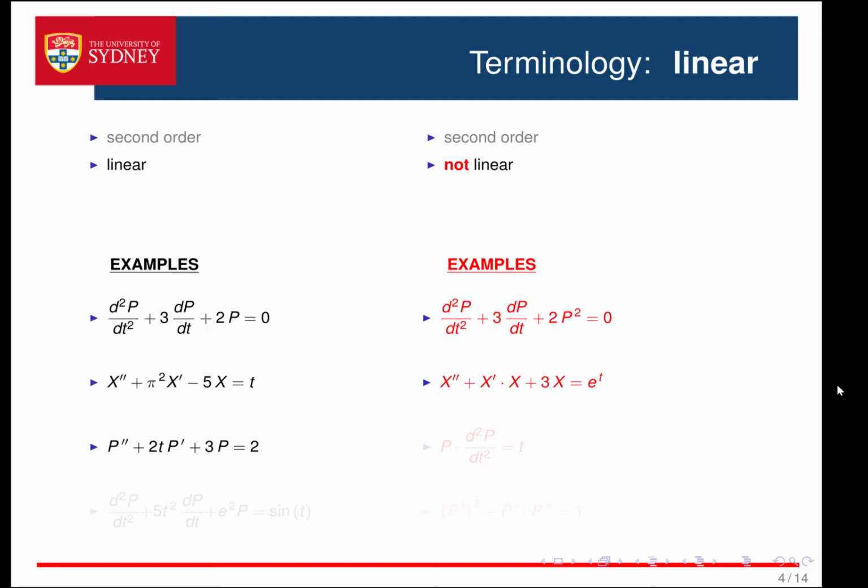This DE is linear because even though there is a product of 2t with p dashed, there are nevertheless no products of p or its derivatives. Whereas this DE is not linear because there is a product of p with its second derivative.